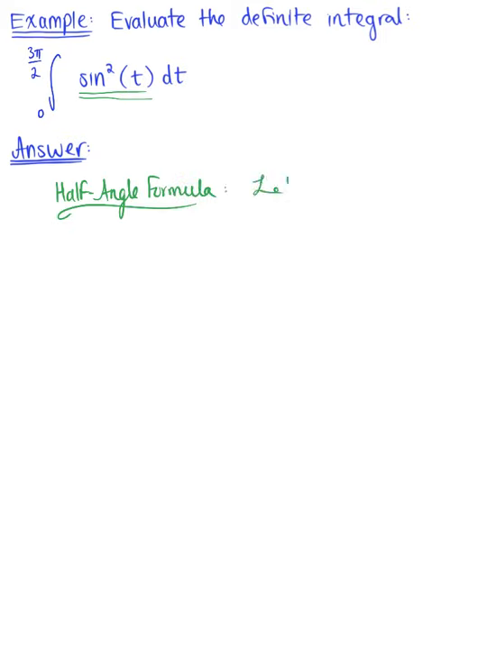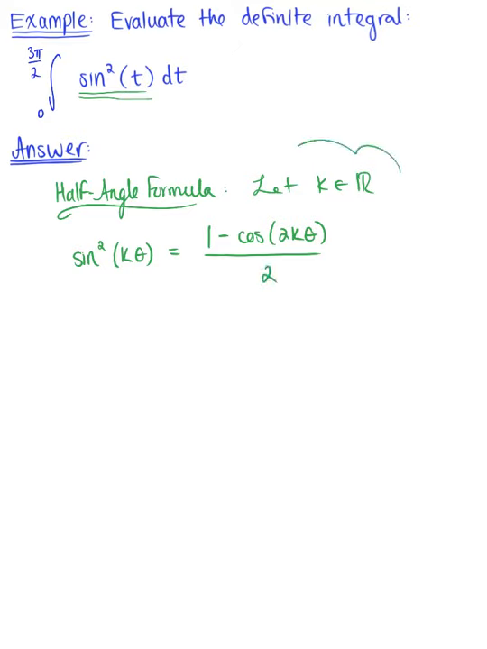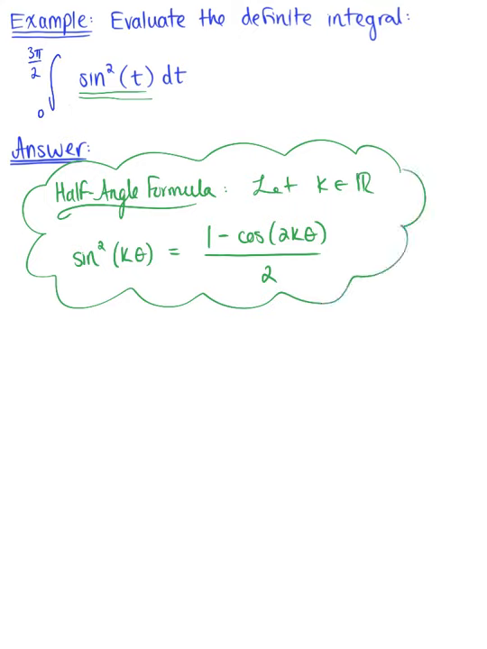So we know if we let k be a constant, that sine squared of kθ, or t if you'd like, is equal to (1 minus cosine of 2kθ) divided by 2. And so we can use the half angle formula to rewrite sine squared and then evaluate this integral as a general antiderivative.